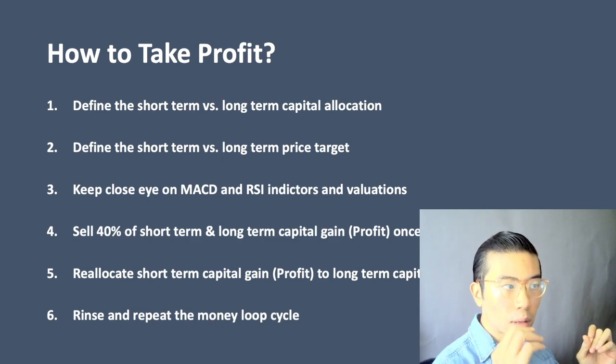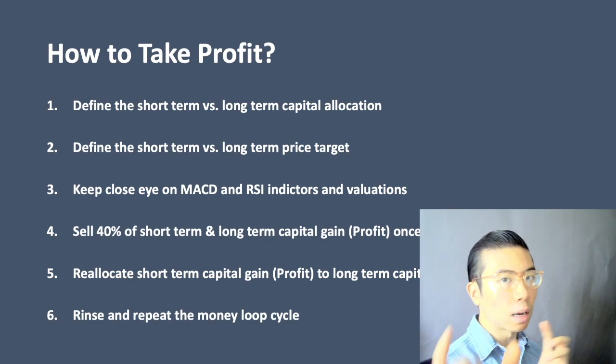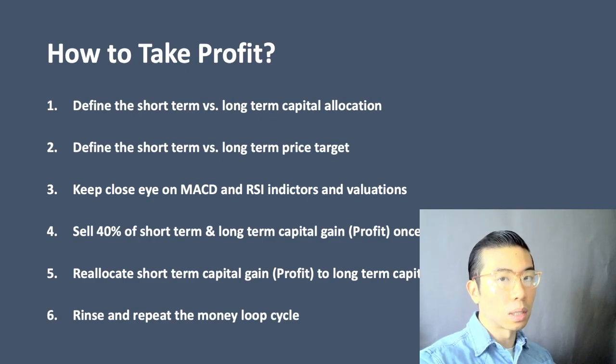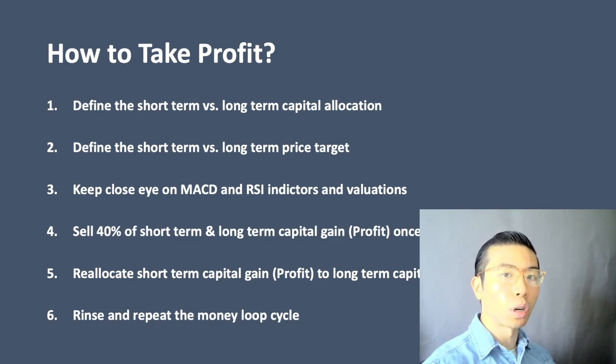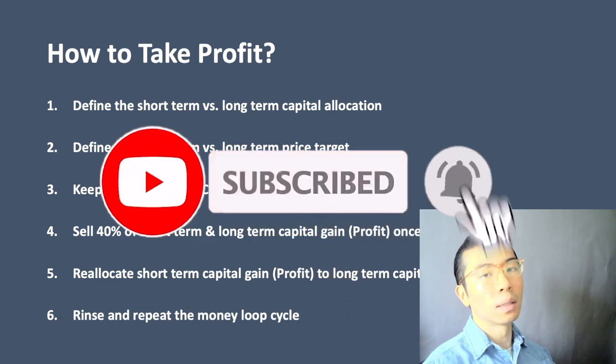Again, define your short-term and long-term capital gains allocation, define the short-term and long-term price targets for yourself, and you triangulate from there, right? For short term, you typically use MACD and RSI. And for long term, you typically use valuation, MACD and RSI at the same time, right? And then you sell 40% of the short-term profit to deploy into the long-term allocation once it reaches the short-term price target that you've seen based on looking at the MACD and RSI, right? And then you reallocate the short-term capital gains to the long-term capital allocation, and then you repeat the cycle over and over again.